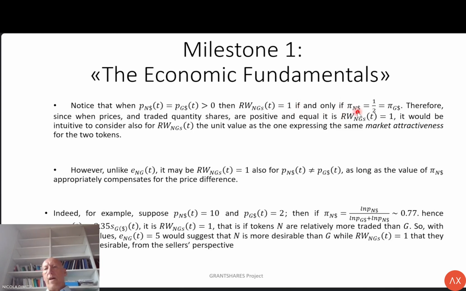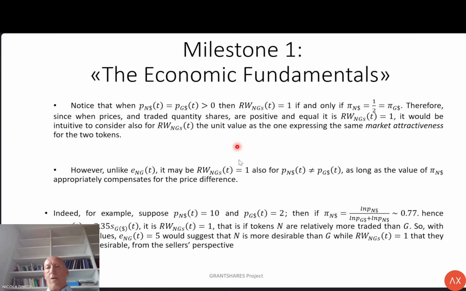But notice that you would have 1 if and only if these two quantities would also be the same, so equal to a half. Okay. In other words, if prices are equal and the proportions of traded N and G tokens are the same, then the index is 1. So in other words, we can take this index as a threshold for saying N is more desirable than G or G is more desirable than N. We could take as a threshold value, again, the number 1.